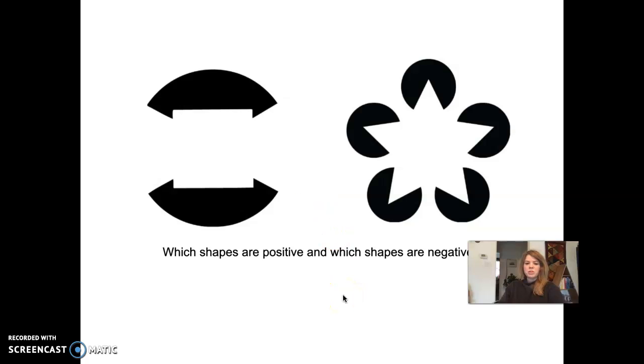So which shapes are positive and which are negative? Because we're conditioned to see only objects and not the spaces between or around them, it takes a shift in awareness to see the negative shapes. And artists really do consider both positive and negative shapes when constructing a composition.